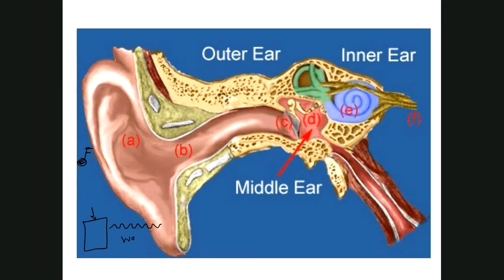The height of the wave determines how loud it is. And that's called amplitude. That determines how loud the sound is.